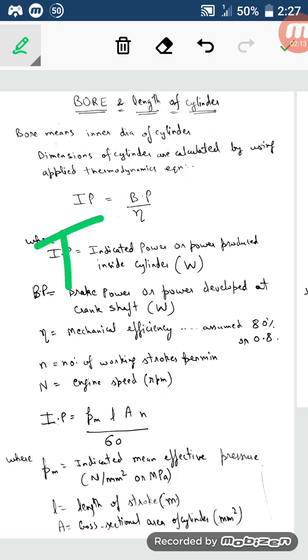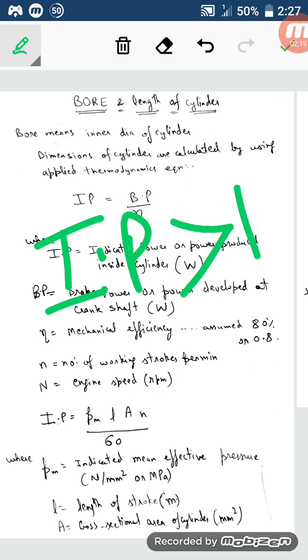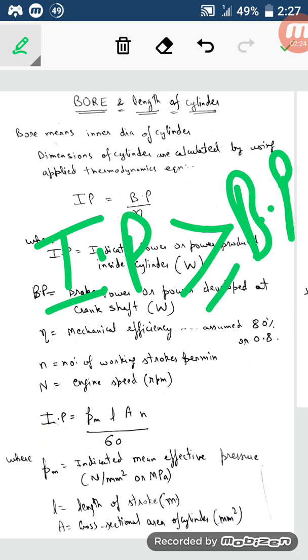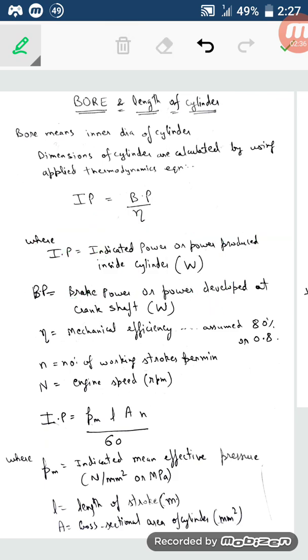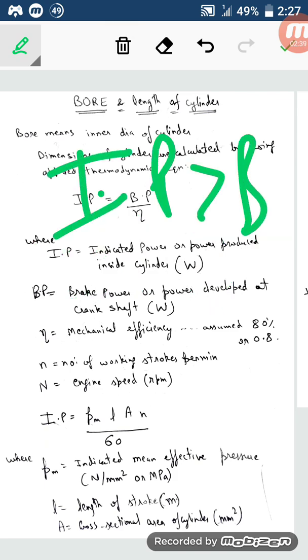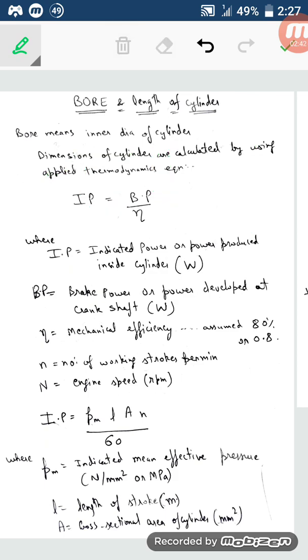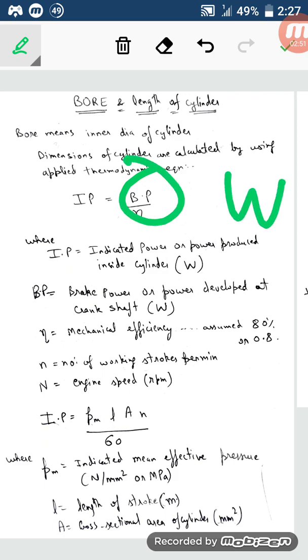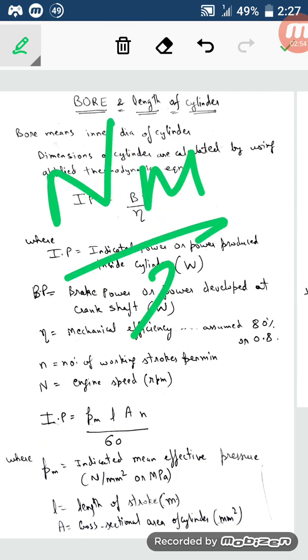So just remember, my IP, which is indicated power, will be greater than or equal to my brake power. When will it be equal? When my efficiency is 100%, which is almost impossible. So IP will always be greater than brake power. That's why I am using this factor, which is efficiency. IP is in watts, brake power is in watts, and a watt is Newton meter per second.